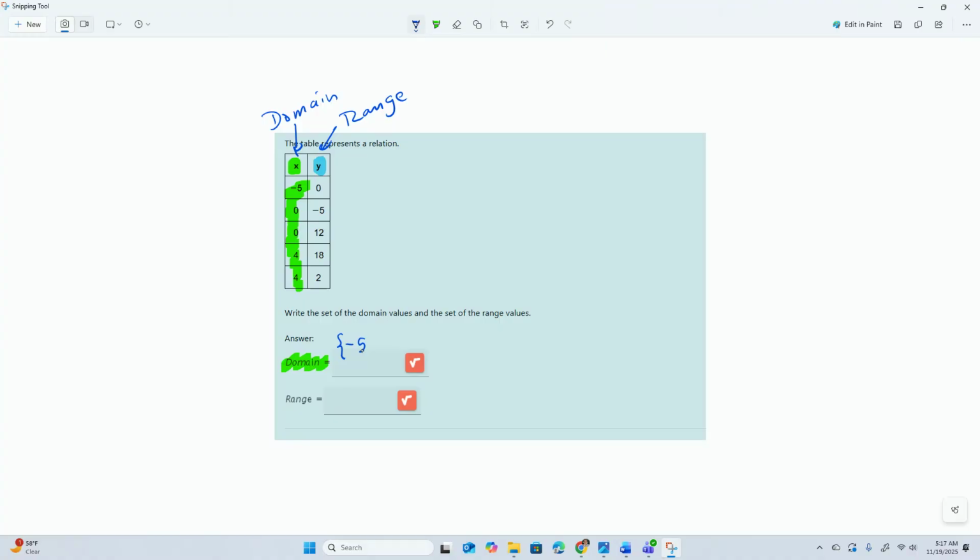So we have -5. Now I have the 0 repeated. So we only write it once. So comma 0. And I have the 4 repeated. We only write it once. So 4. And that's it. You only write the number once. Now the range. You can see the range is all the numbers in the Y. So right here. See? So the range here, I'm going to put it in here. So it will be 0, -5, 12, 18, and 2. And that's how you do this problem. I hope this helps.